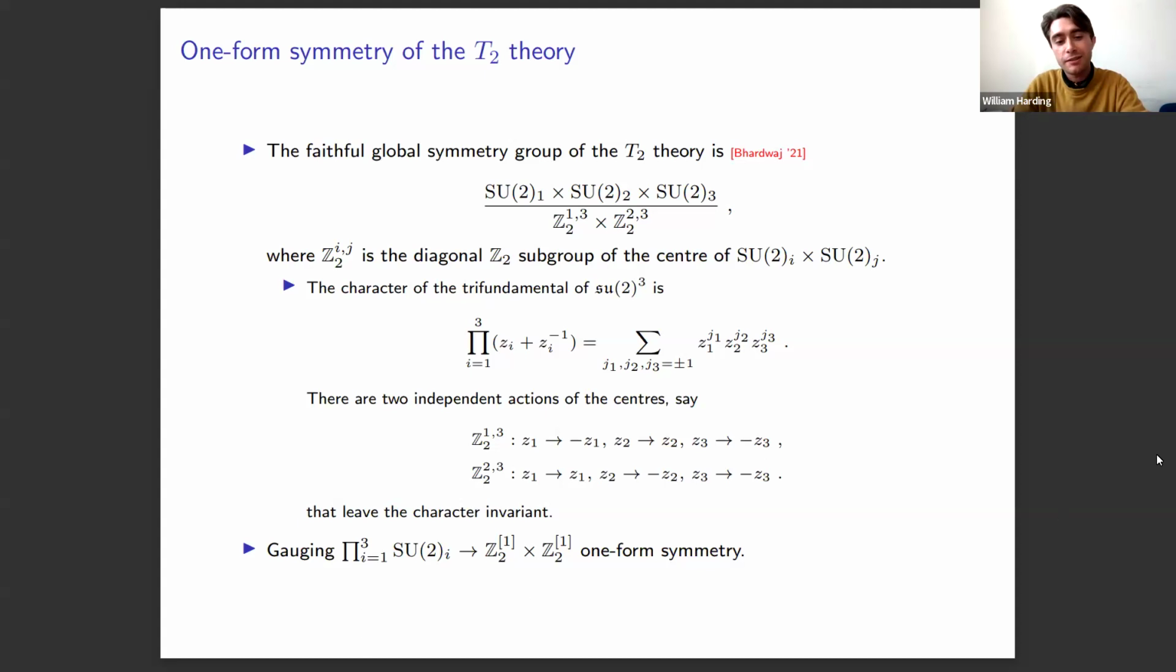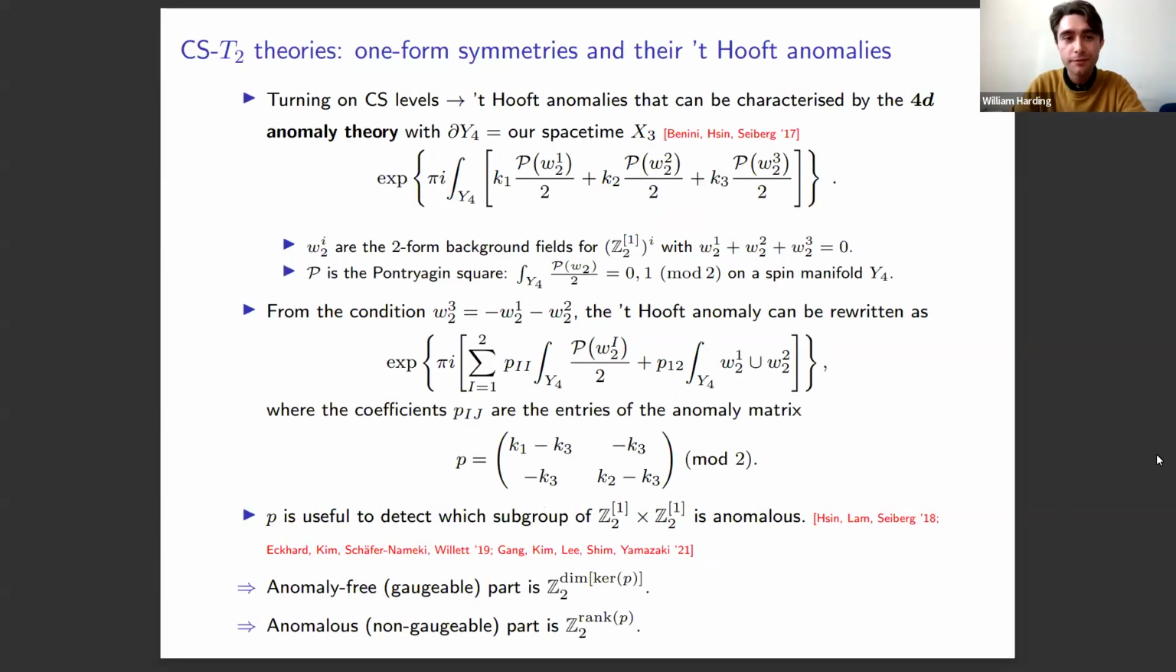Now we have gauged this flavour symmetry. We want to add N=3 Chern-Simons levels. And turning on Chern-Simons levels, the 't Hooft anomalies can be characterized by the 4D anomaly theory with, so this is the expression of the 4D anomaly theory. There is this Y4, such that the boundary of Y4 is our spacetime X3. Then there are these w_i, which are the 2-form background fields for the i-th Z2 one-form symmetry.